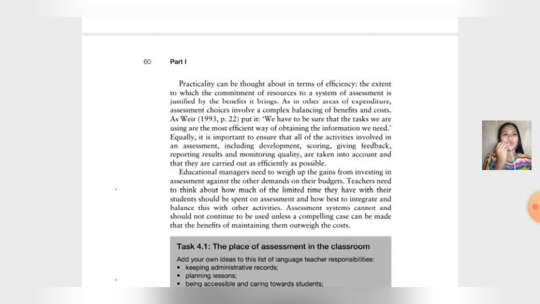Educational managers need to weigh up the gains from investing in an assessment against the other demands on their budgets. Teachers need to think about how much of the limited time they have with their students would be spent on assessment and how best to integrate and balance this with other activities. An assessment system cannot and should not continue to be used unless a compelling case can be made that the benefits of maintaining it outweigh the costs.